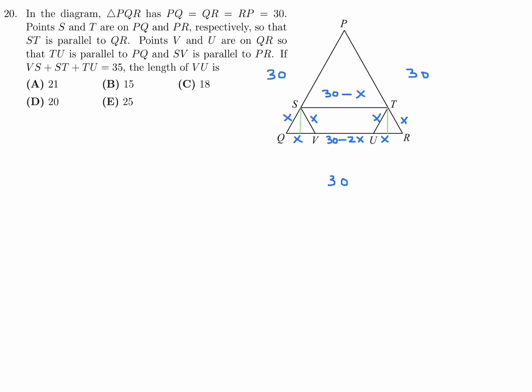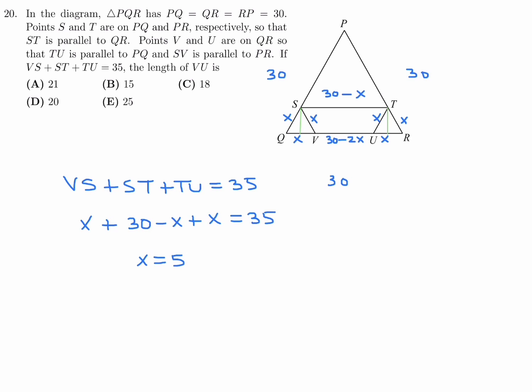Okay, I think we have everything we need. Now we can use that piece of information. VS plus ST plus TU is 35. So VS I have labeled as x, ST I have labeled as 30 minus x, and TU I have labeled as x. And they told me that's 35. So when I solve this, I get x is equal to 5.